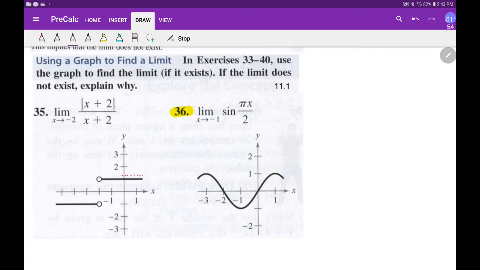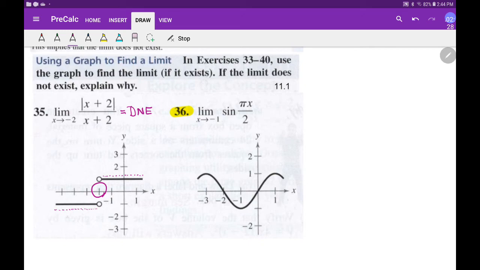From the right, we're at positive 1, because it's still the same thing over the same thing, and they're both positive, okay? But when we approach from the left, the bottom part is free to be negative, and it is, and it's approaching negative 1. Therefore this does not exist, because as x approaches negative 2 from either direction, I get two different things, and therefore my limit does not exist.